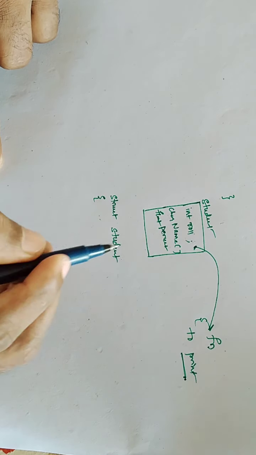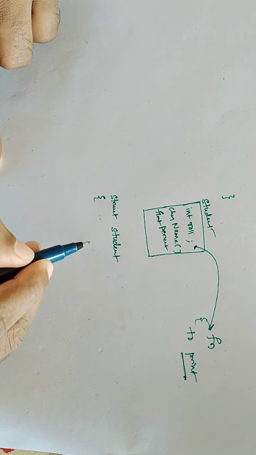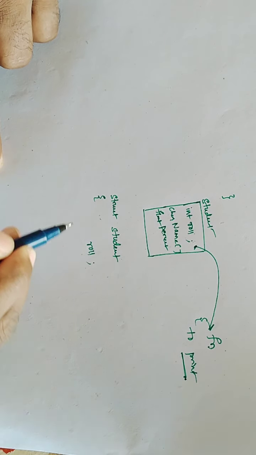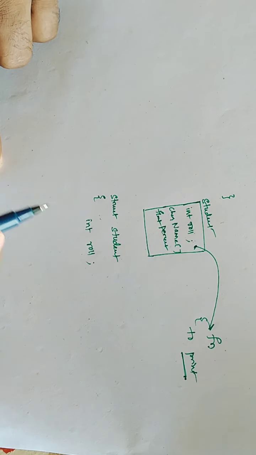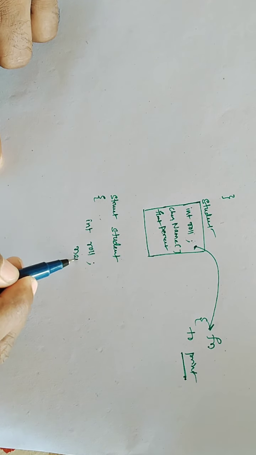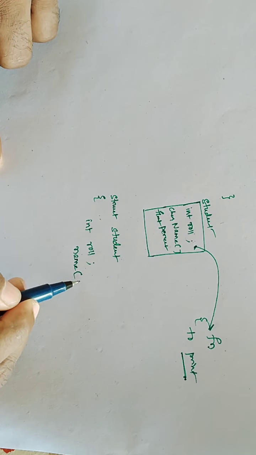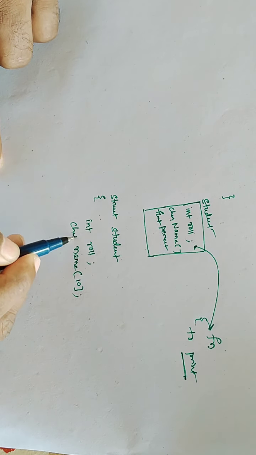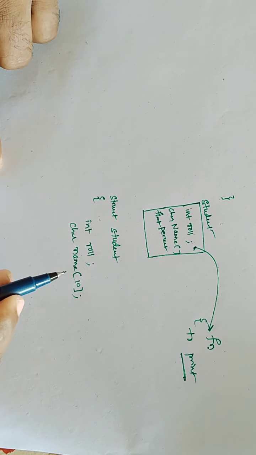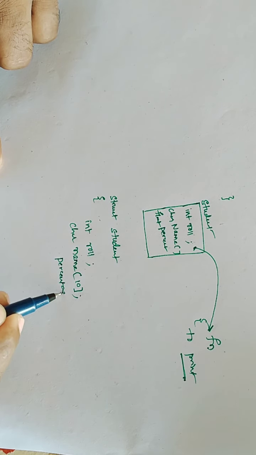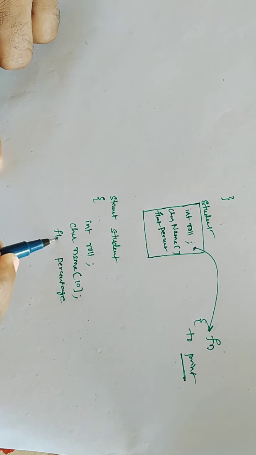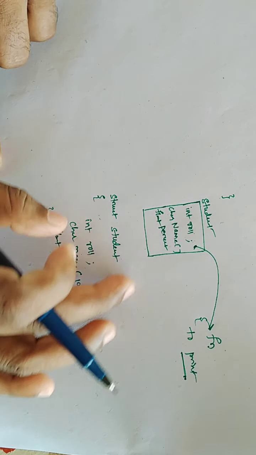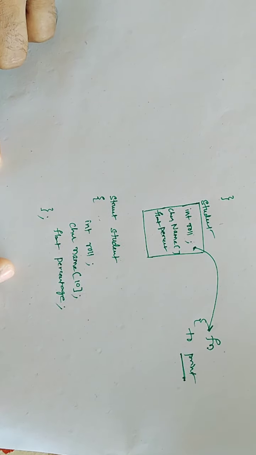Okay, in that how many members are there? One is roll number, which is of what type? Integer type. Again, name is an array. Let us say we are taking a size of 10 elements or 10 locations, and we call this a string. Third one is what? Percentage, which is of what type? Float type. So with this the definition of a student is completed.